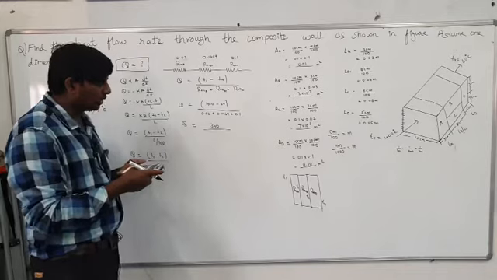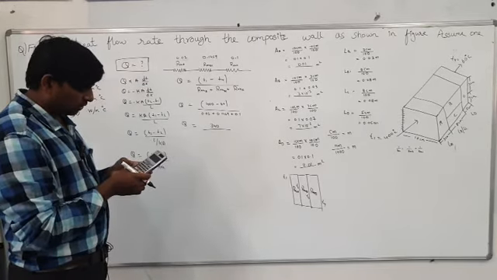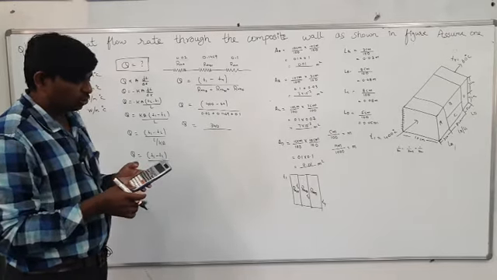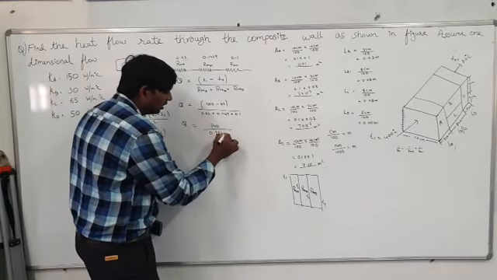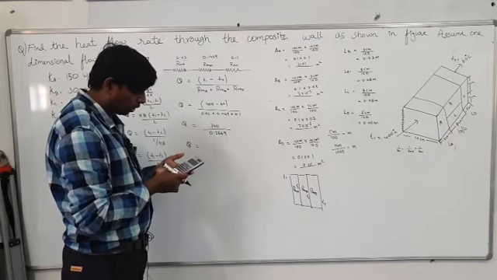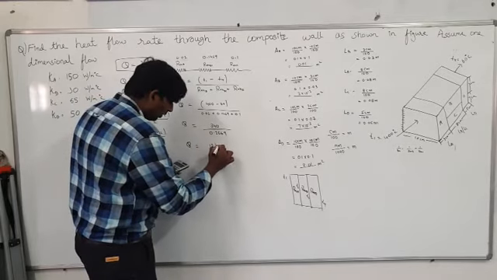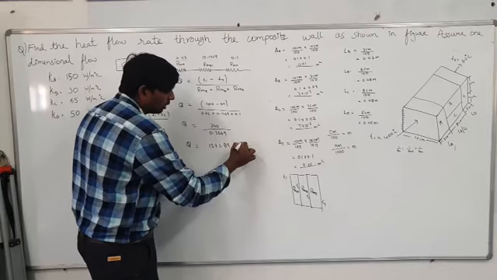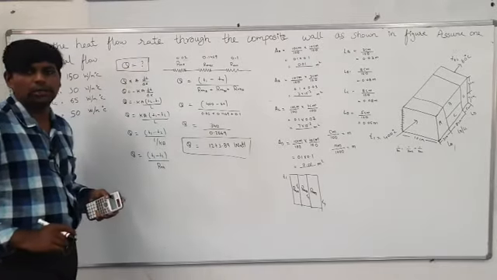After that you have to add these values: 0.02, next value 0.1469, plus next value 0.1. So here you get the answer 0.2669. Then Q is equal to 340 divided by that answer. So here you get 1273.89. What is the unit? Here you got the value of Q.